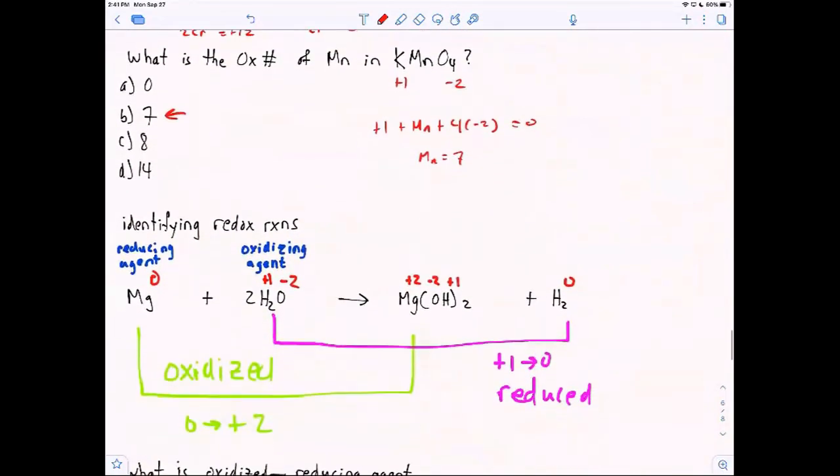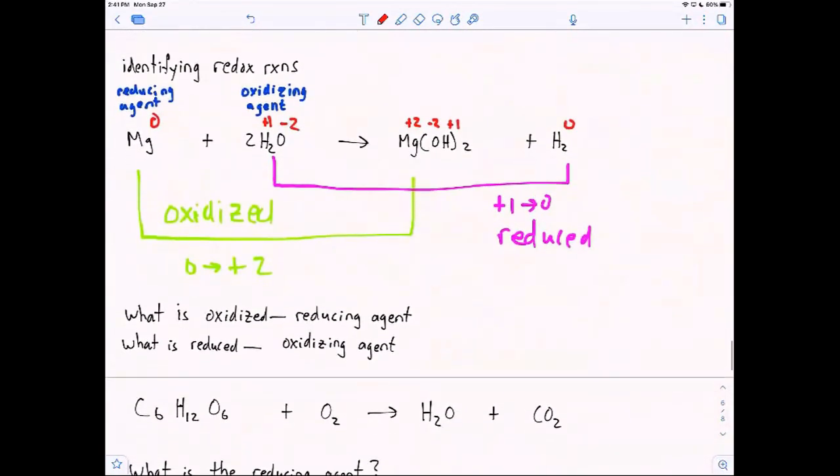Okay. And I mentioned identifying the reducing agent and oxidizing agent. So this is kind of like backwards thinking. So let me mime something. Here's my water bottle, and those of you on Zoom that can't see it.